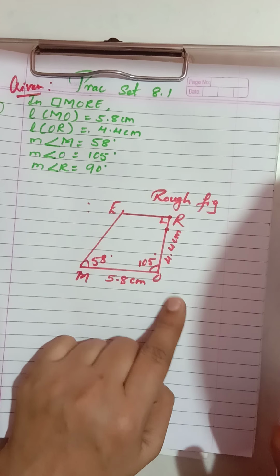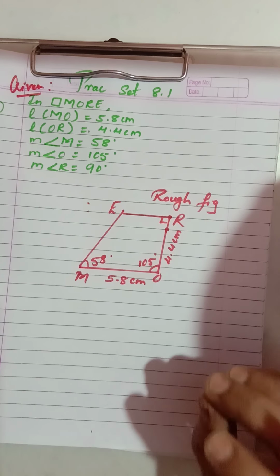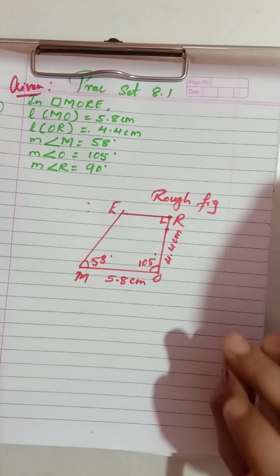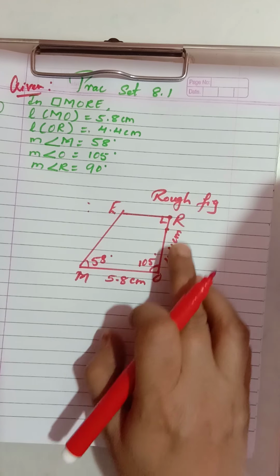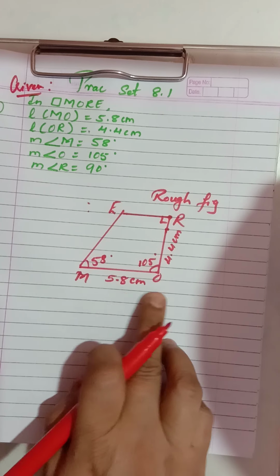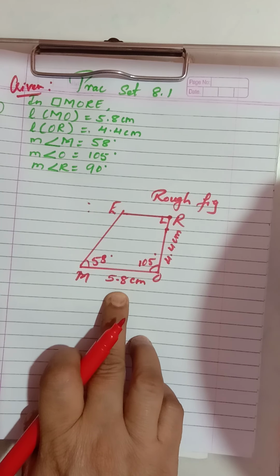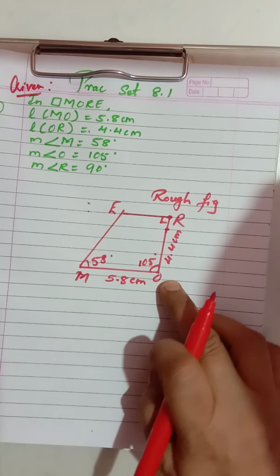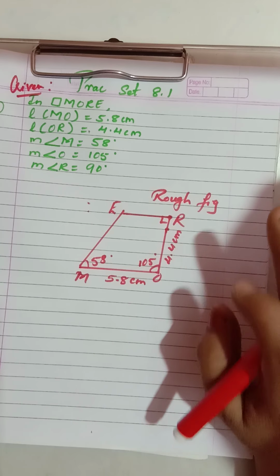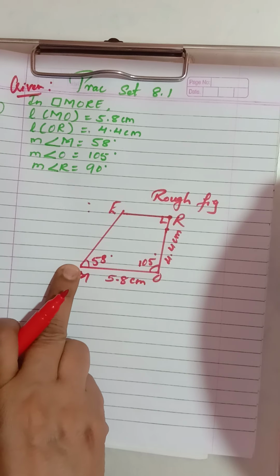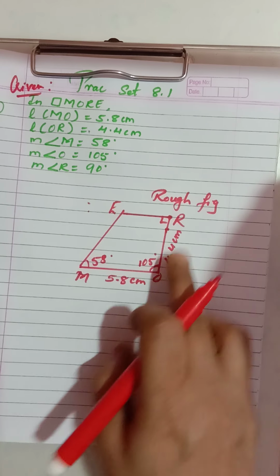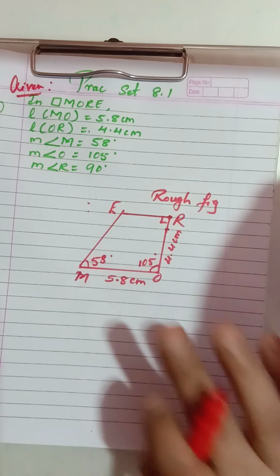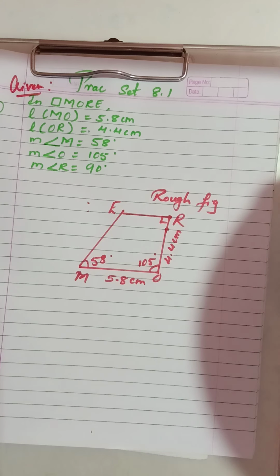So, we have to adjust a little and then do the construction. That is why the rough figure is first required. Now see, MORE. MO is 5.8 centimeter, angle M and OR is 4.4 centimeter. That is already written. Measure of angle M is 58 degree, angle O is 105 degree, and angle R is 90 degree. So with this we have to do the construction.